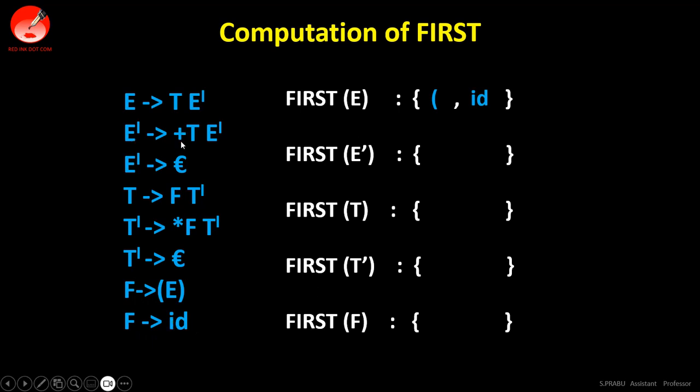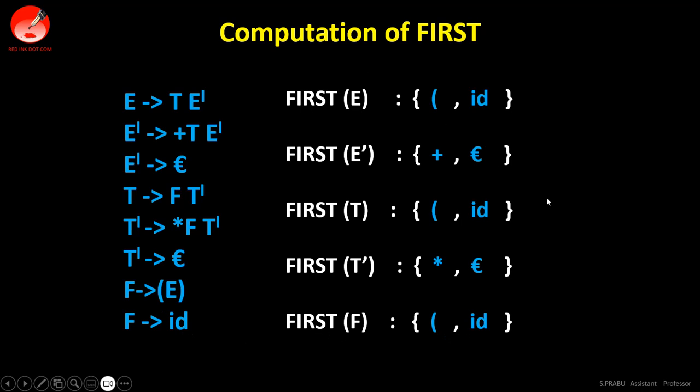First of E dash is plus and epsilon. Both are terminals only, so I can directly write the plus and epsilon here. Then first of T. First of T is first of F. So first of F is open bracket and ID. So I can add open bracket and ID as the first elements of first of T. Then I am going to find the first of T dash. First of T dash is asterisk symbol and epsilon symbol. Both are terminals, so I can write asterisk and epsilon directly here. Then first of F is open bracket and ID. I can write open bracket and ID as the first of F. So the computation of first is over.